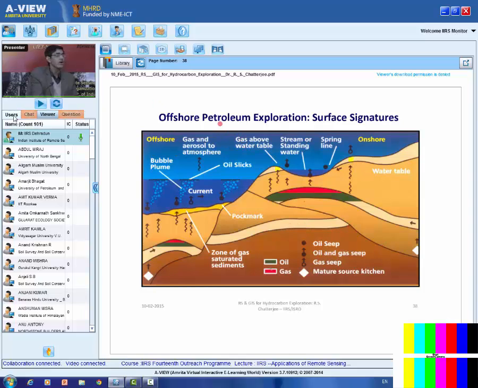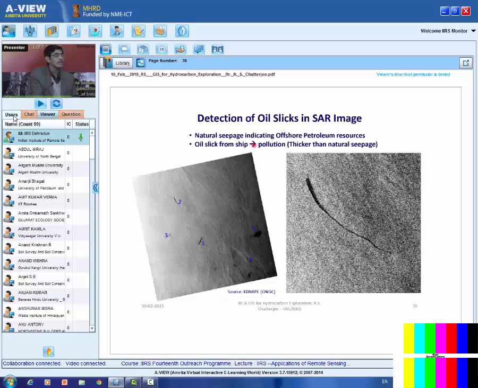Now, when petroleum is occurring in the offshore area underneath, what happens? This oil and gas can come out as seepage and it can produce oil slicks. Two kinds of oil slicks can be there. One is natural, due to natural seepage. If the oil slicks develop due to natural seepage, it means that underneath the seafloor there are areas where you can find petroleum. So this is the area where petroleum resources can be prospected.